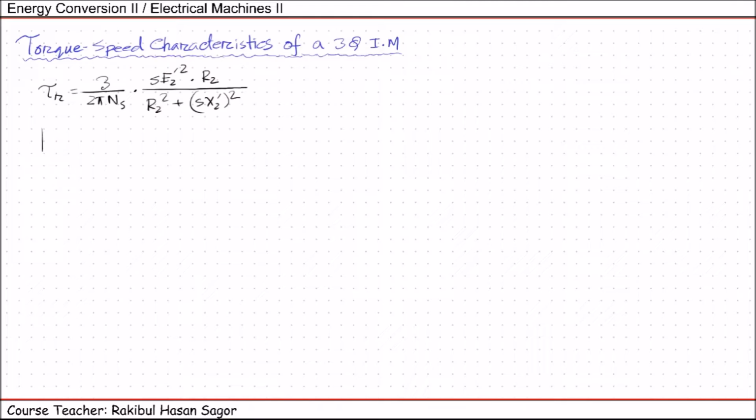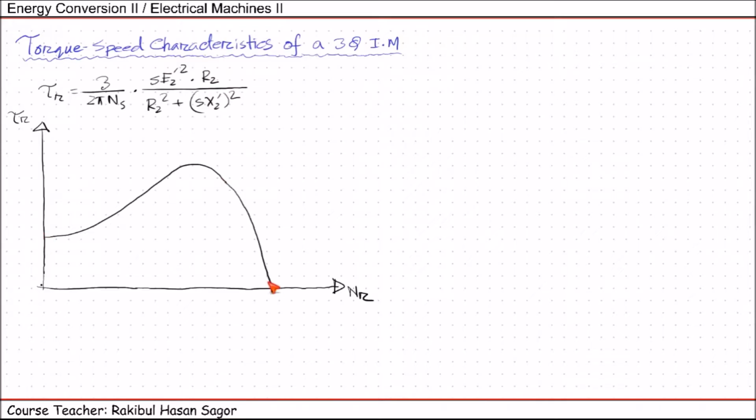And we saw that if we draw this characteristics curve, in x-axis if we take the rotor speed, in y-axis we take tau r, then the characteristics curve has this type of shape. This is ns value, ns equal to nr, though it is not possible for any induction motor to reach nr equal to ns value as motor condition. Here the value of nr is equal to 0. At nr equal to 0, the torque exerted on the motor is named as starting torque.